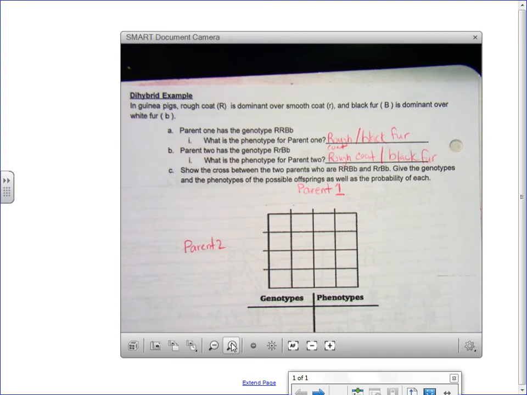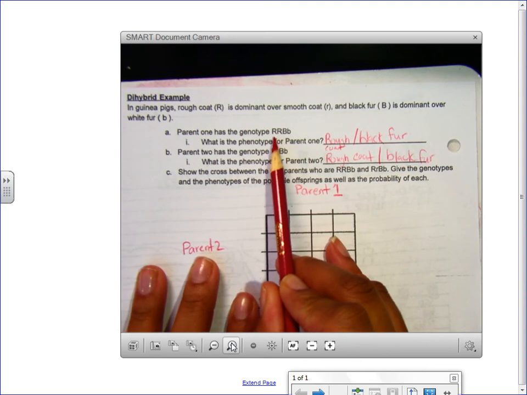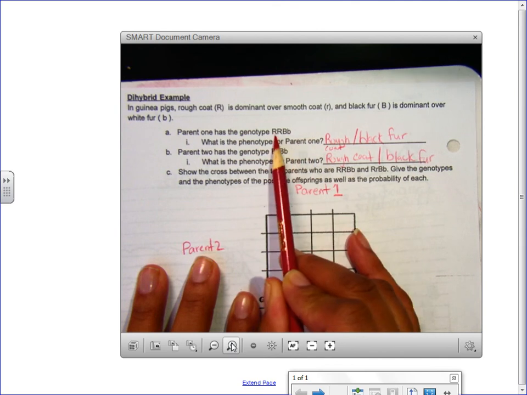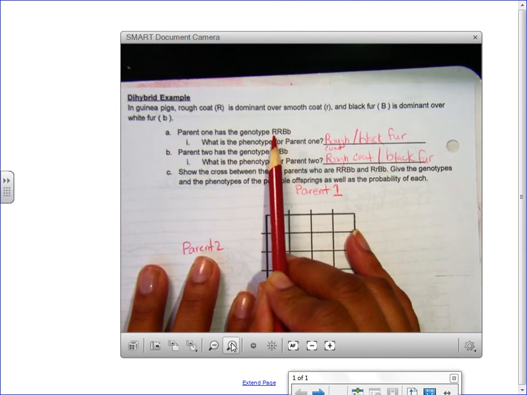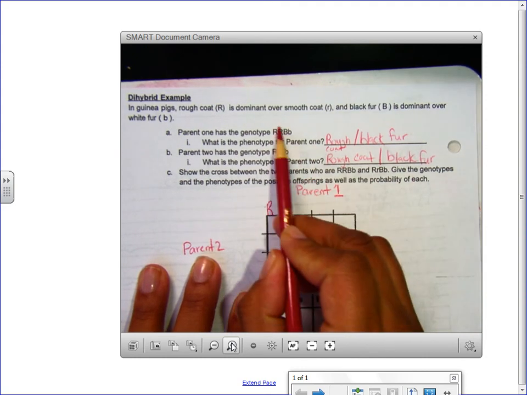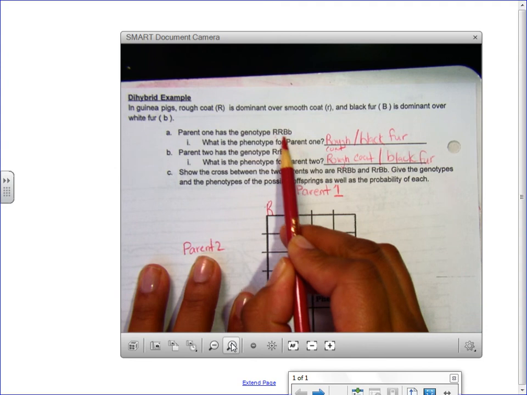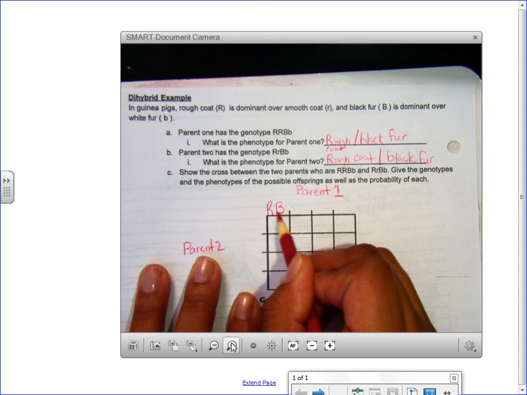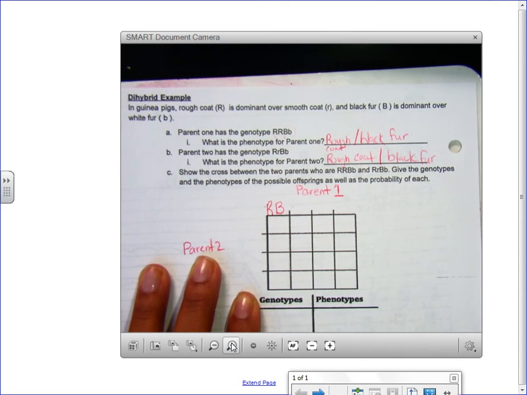What's the first characteristic that we're looking at? The texture of the coat. What's the second characteristic? The color of the coat. So when we look here, one possibility of parent 1, we know that it's black, rough coat, black fur, but looking at the first allele of the first pair, it is capital R. Looking at the second pair, the first allele would be capital B. So that's one possibility of what that parent could have been.